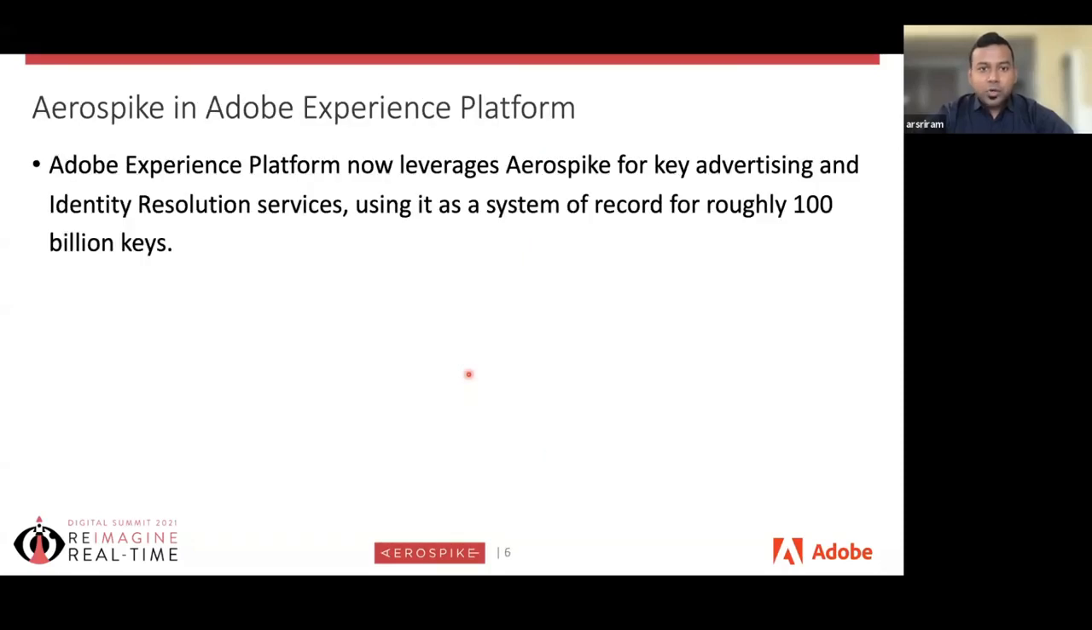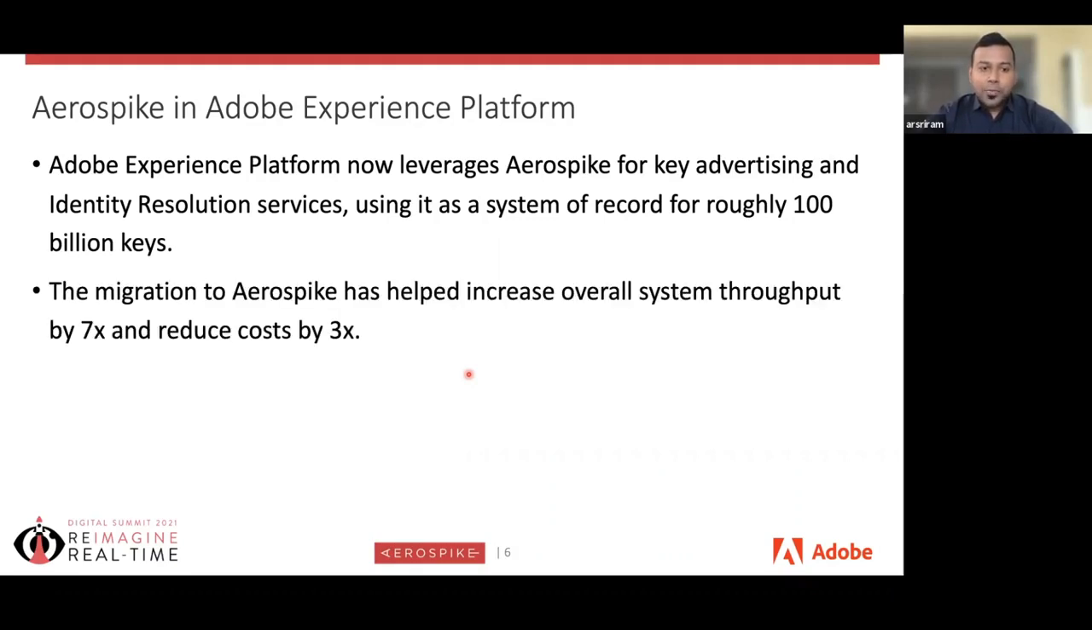So in Adobe Experience Platform, we are now leveraging Aerospike for key advertising and identity resolution services. It's being used as a system of record for roughly 100 billion keys. This migration has helped increase our overall throughput by 7x and also reduce our cost by 3x.